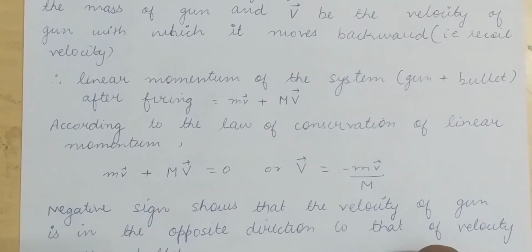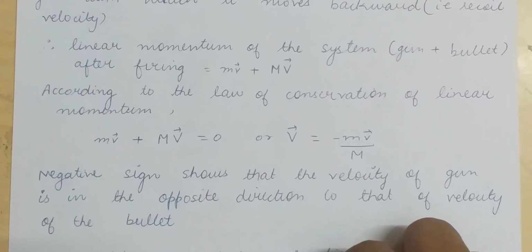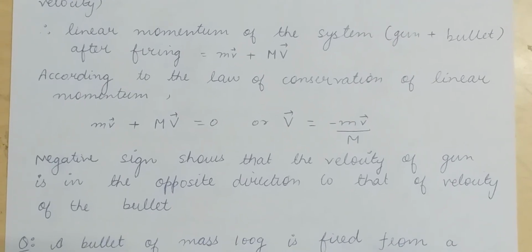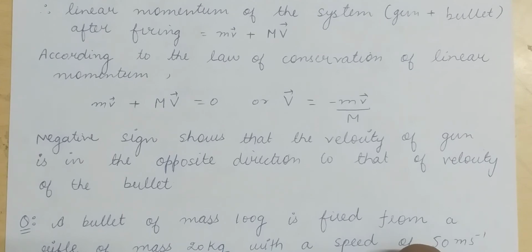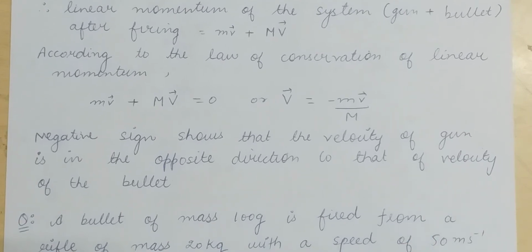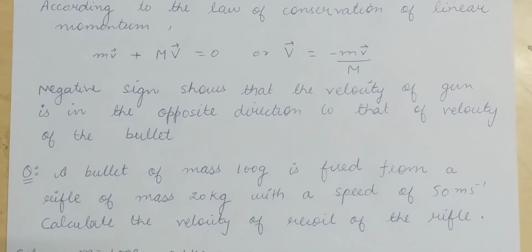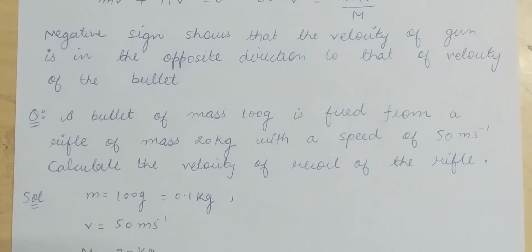Therefore, linear momentum of the system, gun plus bullet, after firing is equal to mv vector plus MV vector. According to the law of conservation of linear momentum, mv vector plus MV vector equals 0, or V vector equals minus mv vector by M. The negative sign shows that the velocity of the gun is in the opposite direction to the velocity of the bullet.